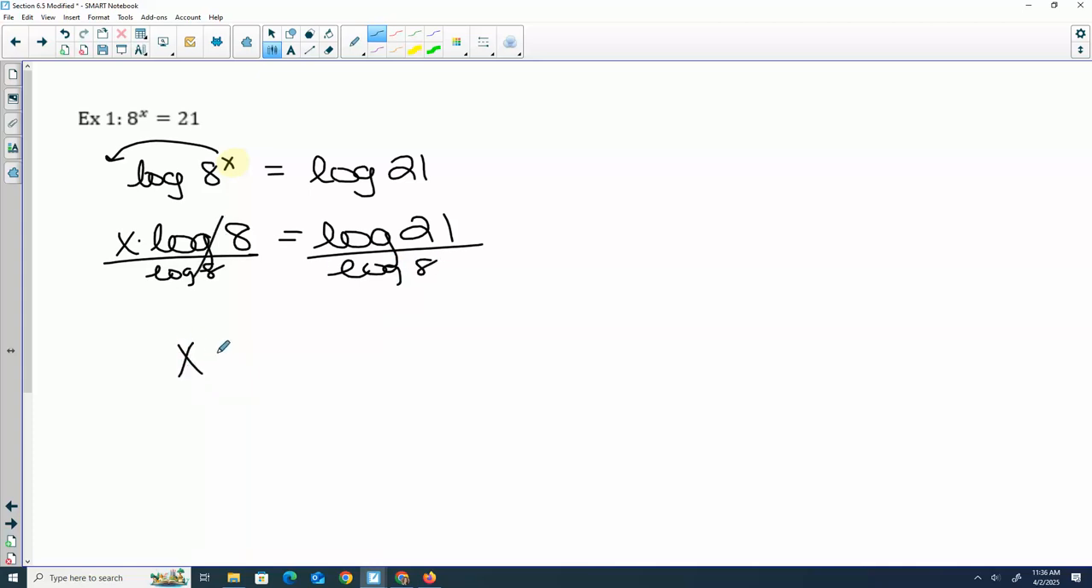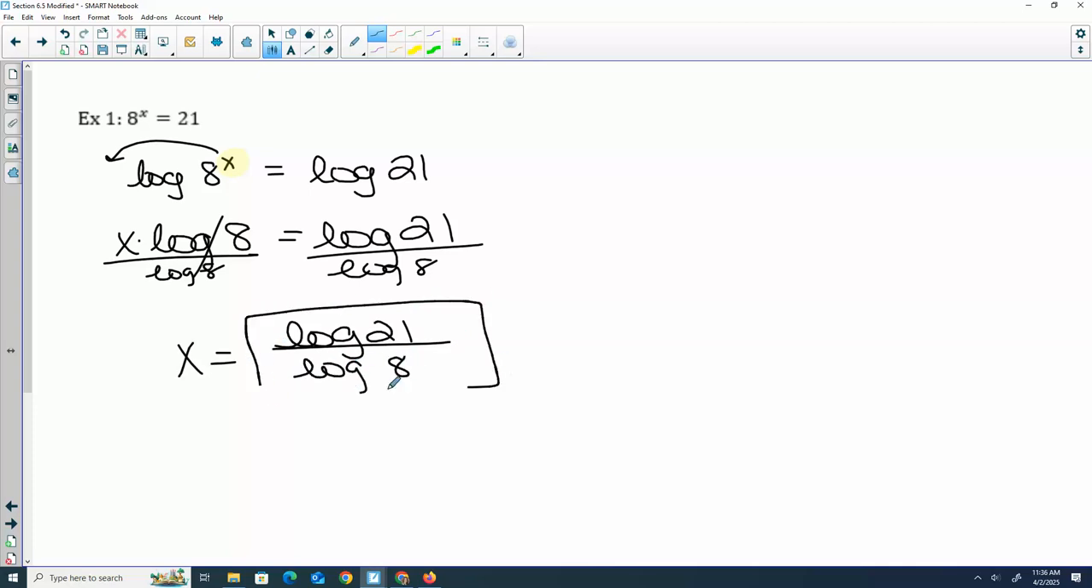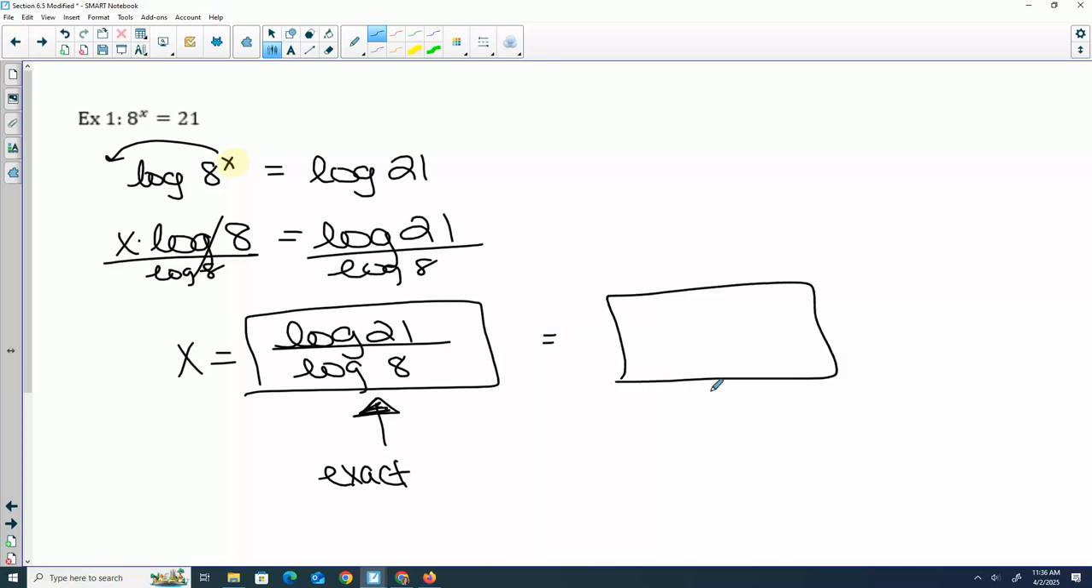And my answer is log 21 over log 8. This is called the exact answer. The homework tonight is Math Excel, and sometimes it asks you for the exact answer and sometimes it asks you for the approximation. Exact answer still has logs in it. The approximation is the decimal we would get if you divided them out.